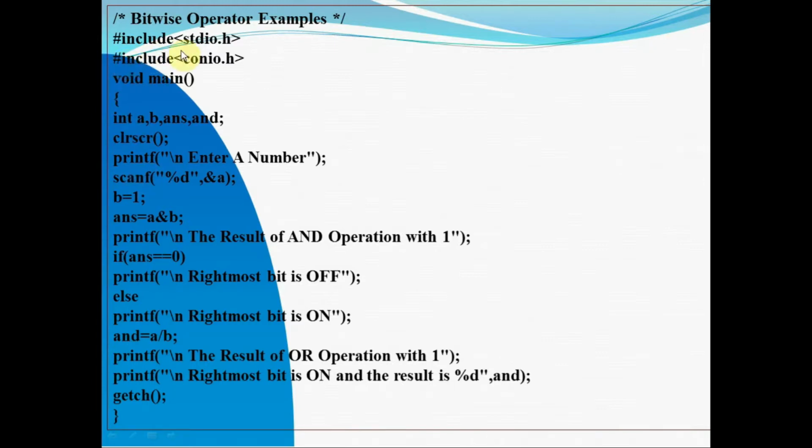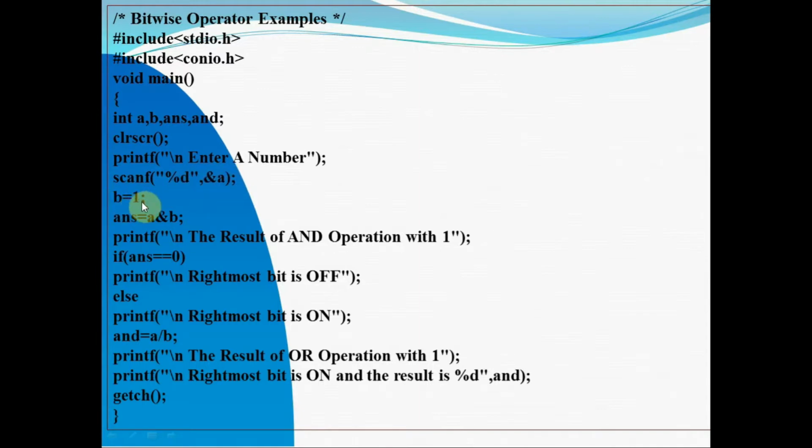Then the second one, hash include conio, that is the console input output header file. In this header file, it includes the clrscr function and the getch function. Without this header file, we can't use these two functions. So in this example, first declare the variables, whatever they may be. If you want to use any kind of values, we must declare the variable. Then second, printf enter a number. Then we get the number into the corresponding variable.